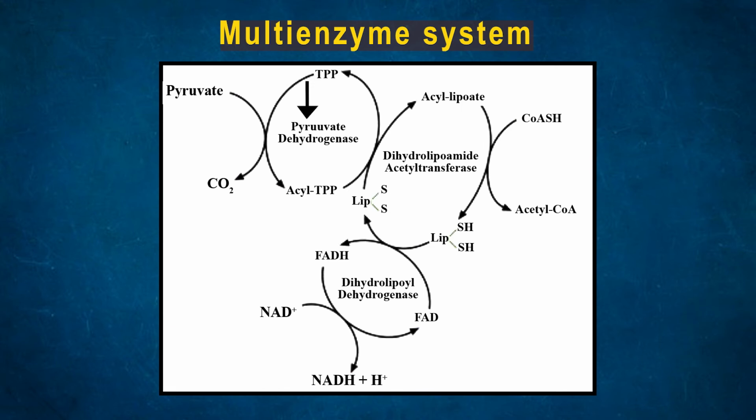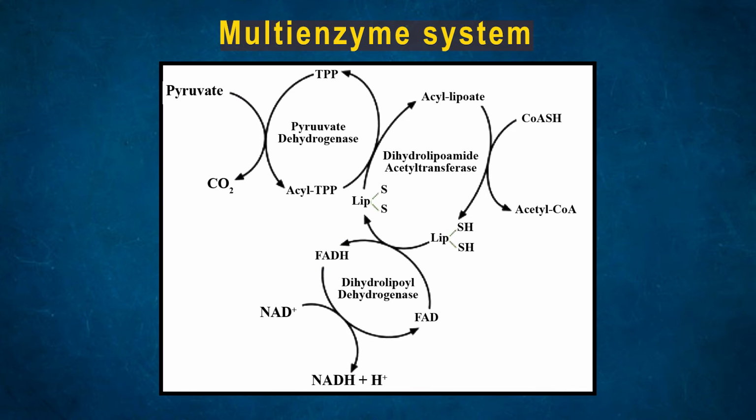Multi-enzyme system. Here some enzymes act in a mosaic fashion. The product of one enzyme can act as a substrate for another. In the case of E. coli, in the pyruvate dehydrogenase complex, we can find three enzymes. Number 1, pyruvate dehydrogenase. Number 2, dihydrolipoamide acyltransferase, as well as dihydrolipoyl dehydrogenase.